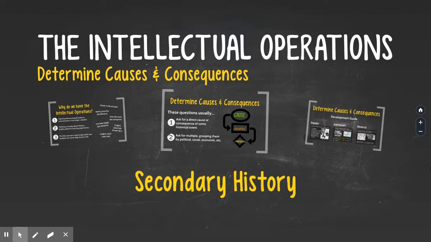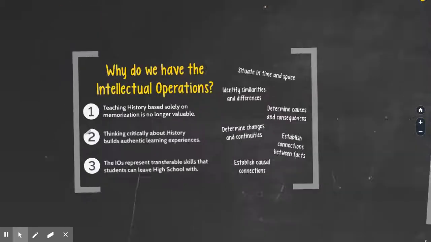Hey guys, this is the third of 6 capsules on the intellectual operations for the secondary history course. And in this one, we take a look at the determine cause and consequence IO. So we start here as usual.